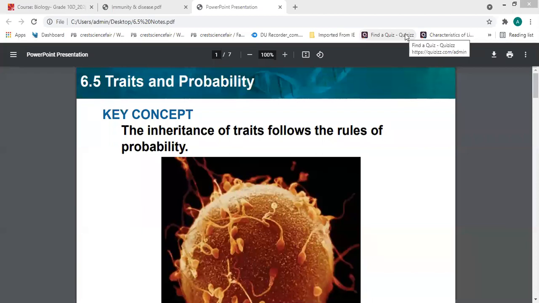Today we are going to explain a new section, 6.5, which is traits and probability. In this section, I will show you how to predict the production of offspring as a result of the mating or crossing between parents.